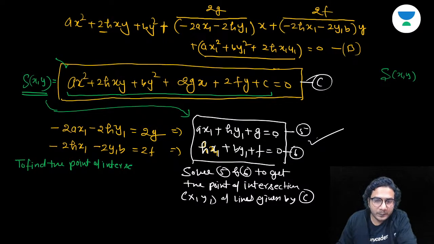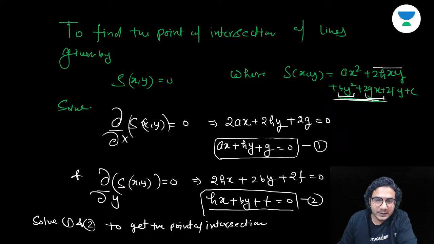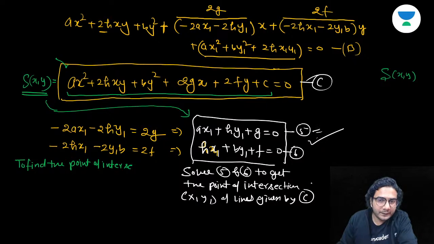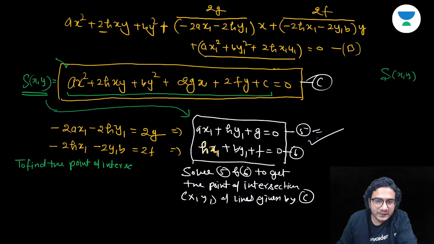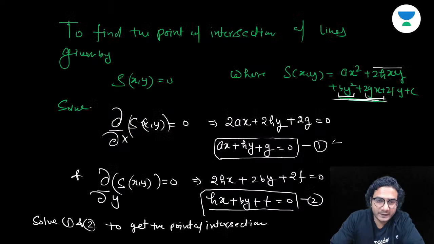ax1 plus hy1 plus g, ax plus hy plus g. Can you see this? Equation number 1 and equation number 5. Now see equation number 2: hx plus by plus f. See equation number 6: hx1 plus by1 plus f. Are these two equations the same? 5 and 6, and 1 and 2 on the next page. Can you see that?